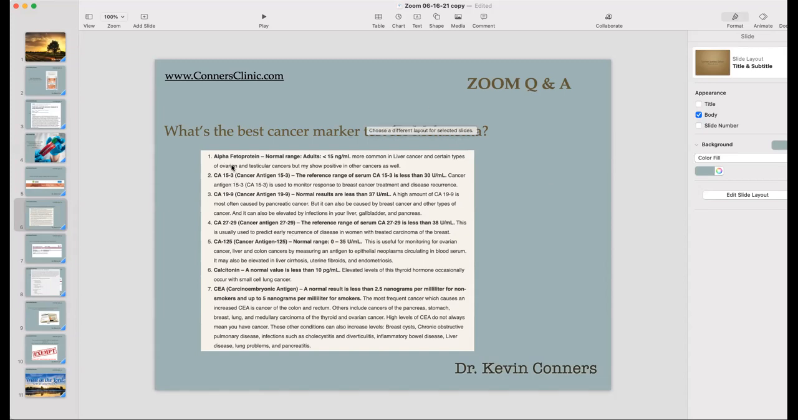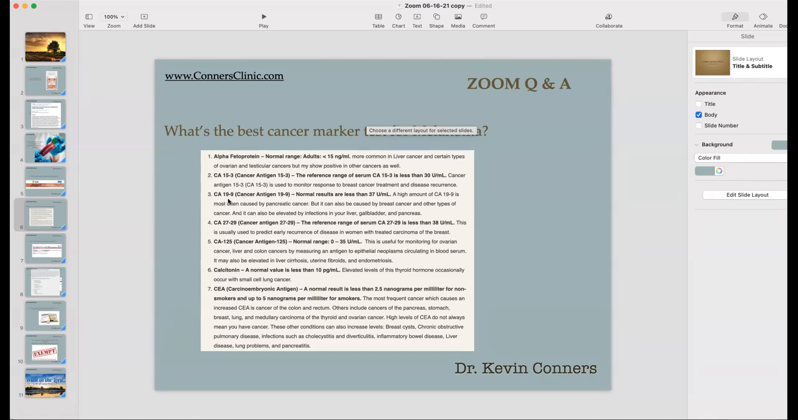Now, these tend to be more specific to different types of cancer, like alpha fetoprotein is certainly more specific to liver cancers and certain types of ovarian and testicular cancers. CA15-3 is going to be much more specific to breast cancers. So if I have colon cancer, would I run a CA15-3? No, I wouldn't even run that if I had colon cancer.